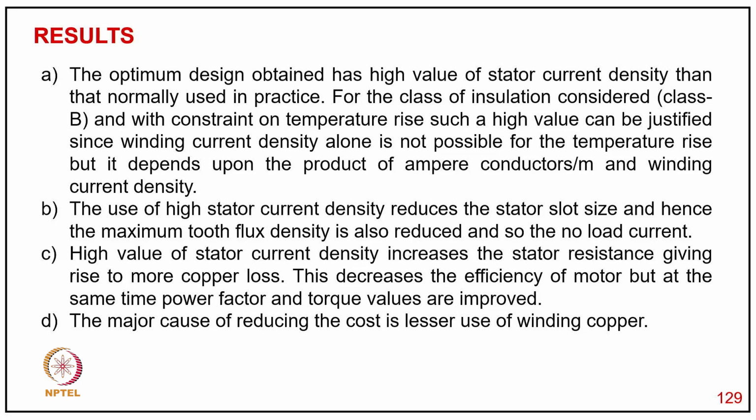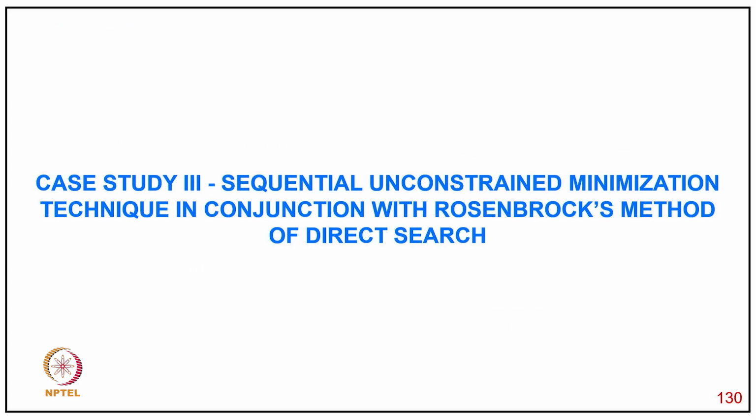And use of higher current density reduces the stator slot size, and hence the maximum teeth flux density is also reduced, so the no load current is reduced. A high value of stator current density increases the stator resistance and temperature, giving a rise in the motor copper losses. This decreases the efficiency of the motor, but at the same time power factor and torque are improved. So there are a lot of contradictory effects. The major cause of reducing the cost is less winding copper.